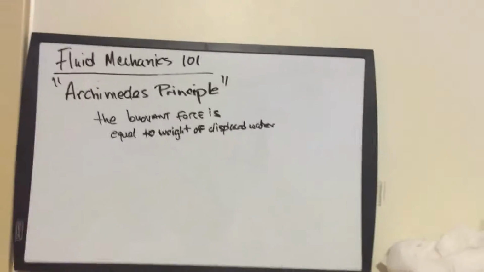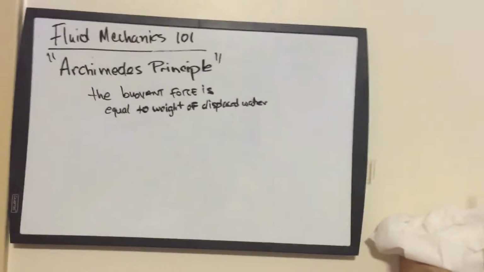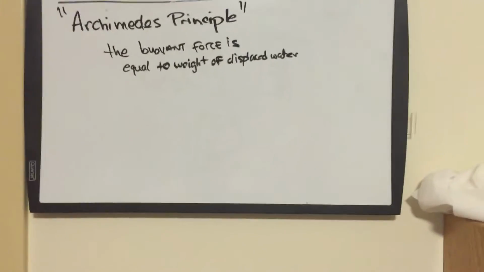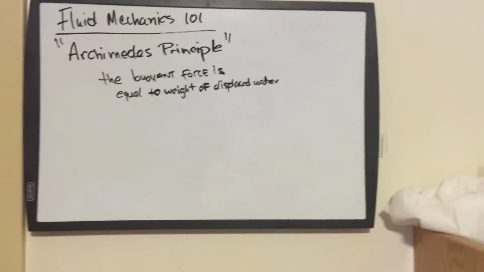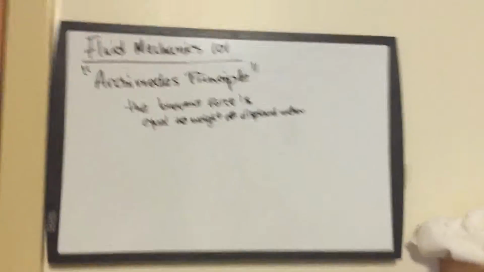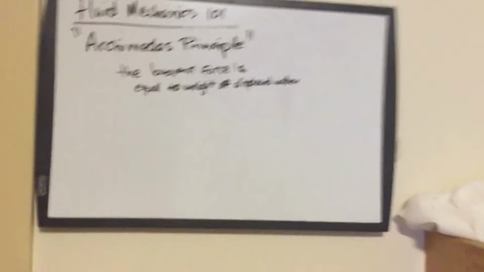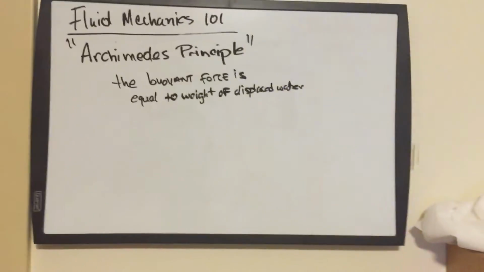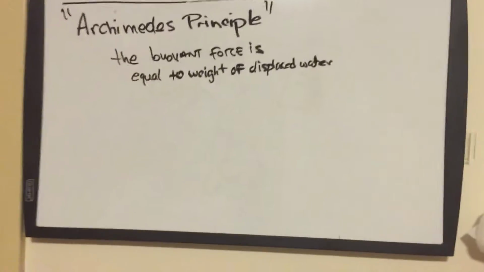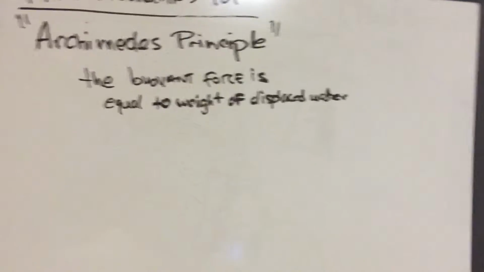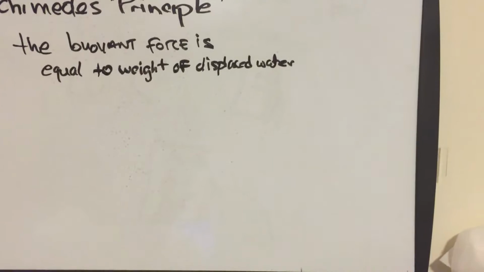So today we're going to talk about a crucial principle in fluid mechanics that applies to objects when they're submerged in water. This principle affects whether an object either floats or sinks to the bottom of the water. That principle is called the Archimedes Principle. The Archimedes Principle basically states the buoyant force is equal to the weight of the displaced water.